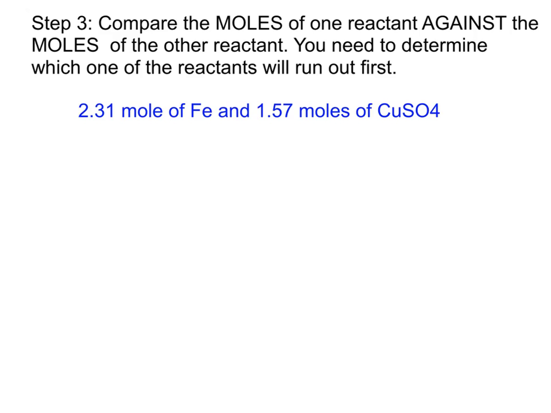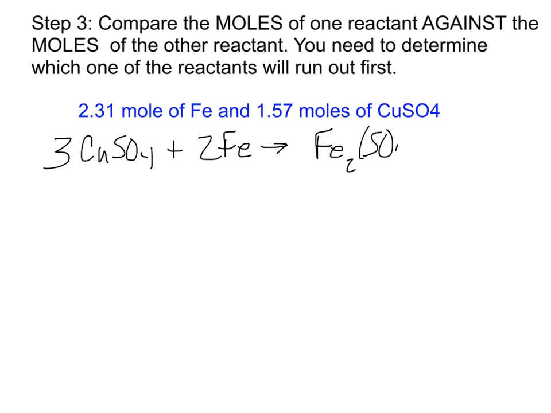So what I usually like to do is take the first one out of our balanced chemical equation, which, remember, we had 3 copper 2 sulfate plus 2 iron created 1 iron 2 sulfate plus 3 coppers. Now that was our balanced chemical equation. I like to usually take the first one and I use that.